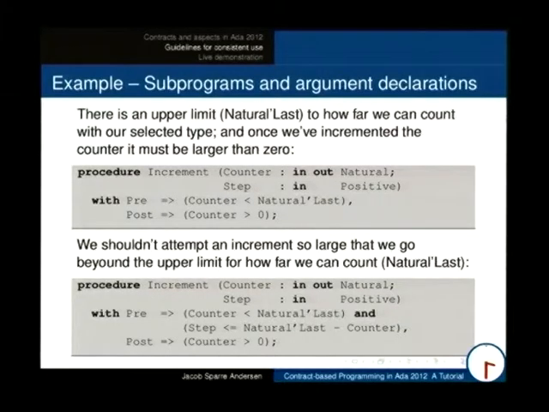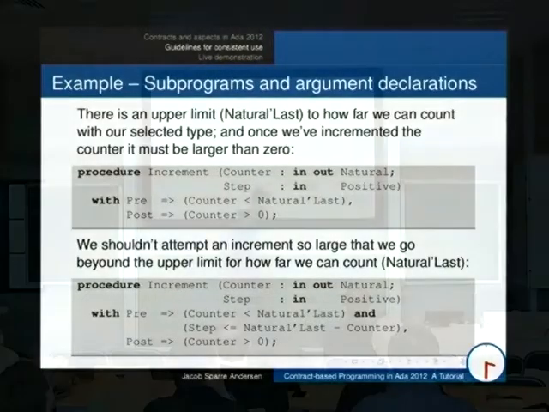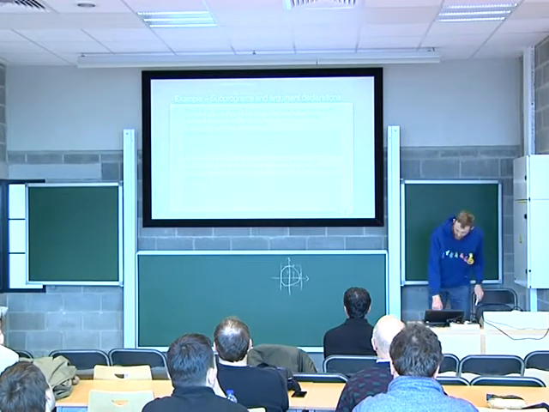But we can do better than that if we really want to. So we can go a step further, say we should have steps which will make the counter go beyond Natural'Last. The other one here is really a subset of this one, but that's a math exercise, and we're not about to do that today.